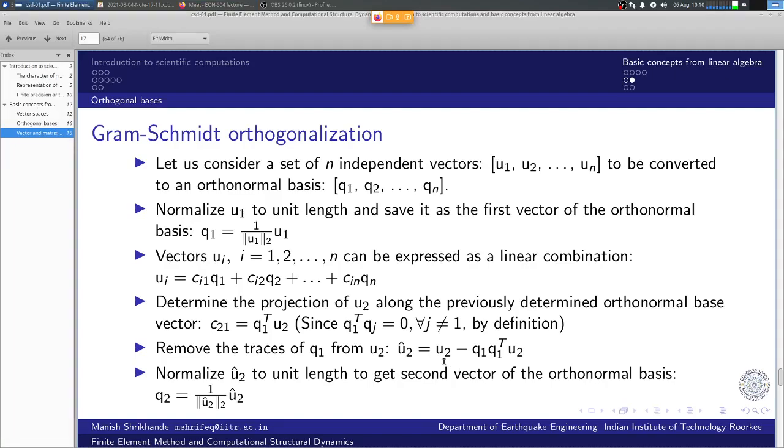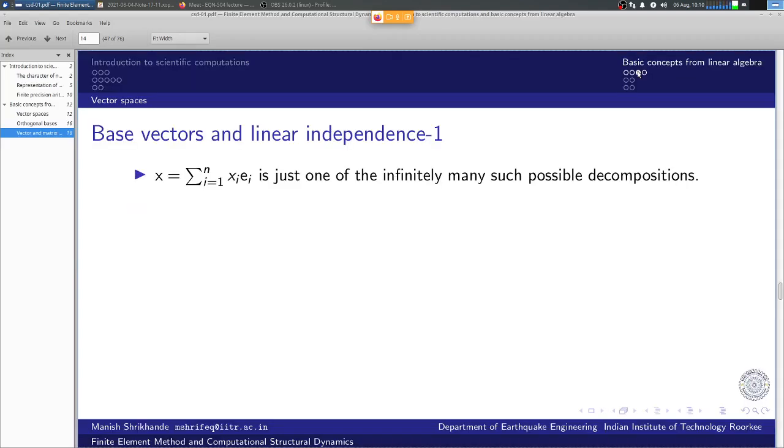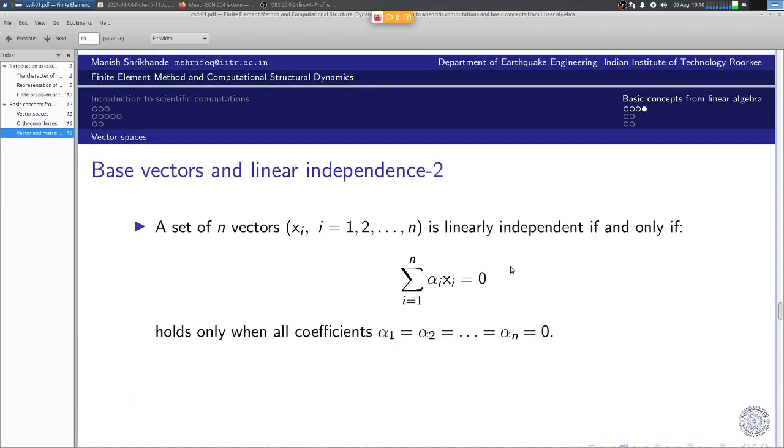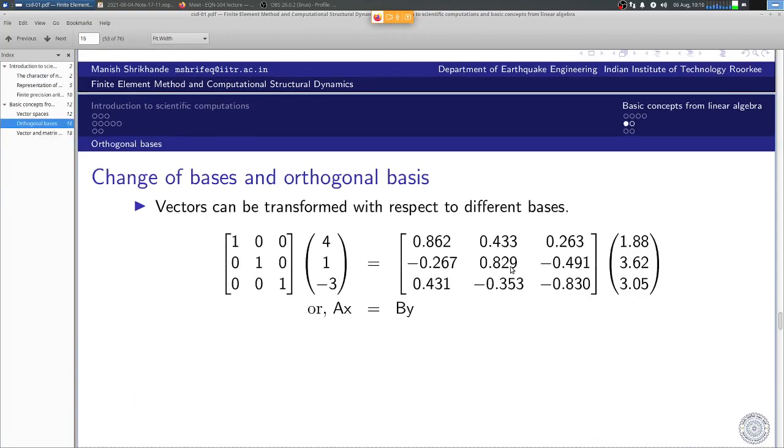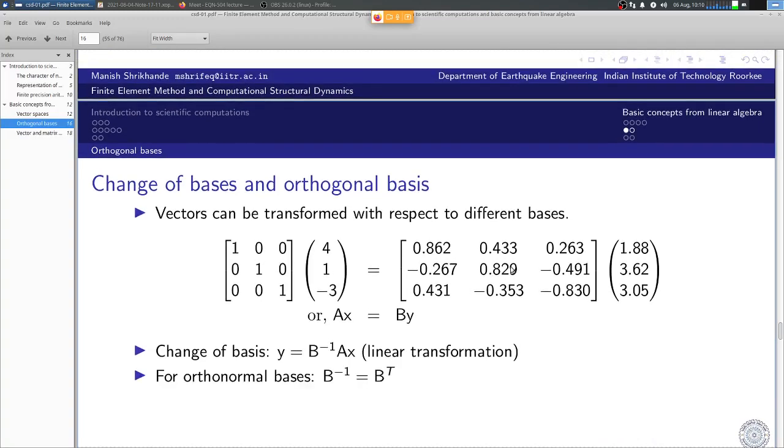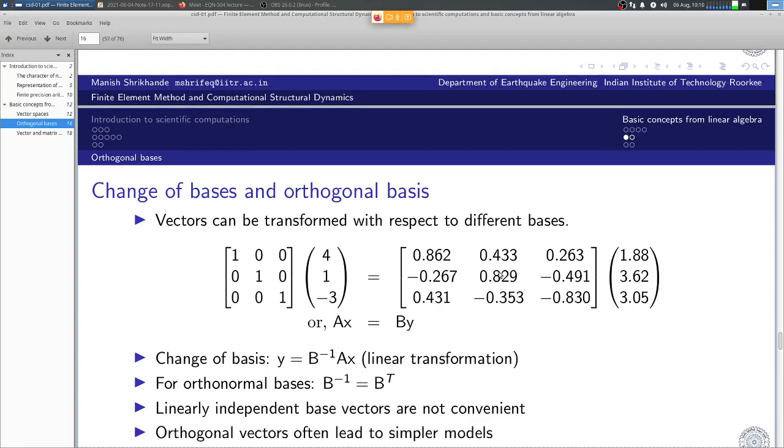In that orthonormal basis, the previous slide of this. No, sir, previous slide. The next slide, sir. The next slide. This one. Change of basis and orthonormal basis. Yes, here.